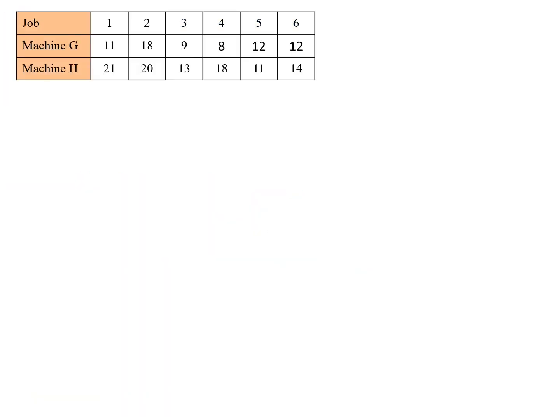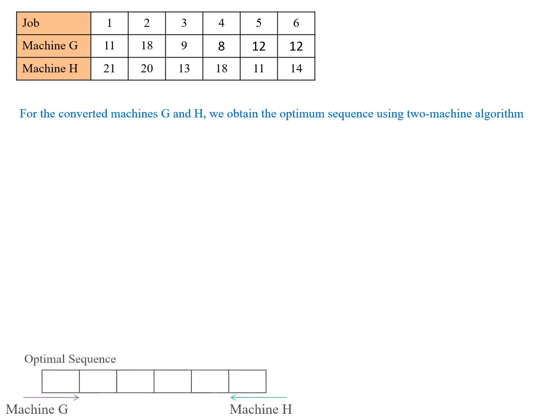Here we have converted the 3 machine problem into a 2 machine problem, that is machine G and machine H. Next we obtain the optimum sequence using the 2 machine algorithm. For this, first draw the optimal sequence table, which has 6 columns, equal to the number of jobs. Observe in the sequence table: fill the jobs for machine G from the start of the table and fill the jobs for machine H from the end of the table.